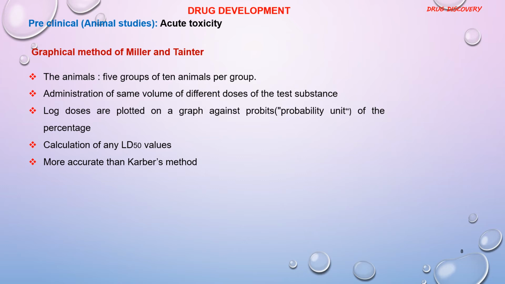Next, the graphical method of Miller and Tainter. In this, similar to the last method, a small group of animals are divided into 5 groups of 10 animals per group. Each group is administered different doses of the test substance in an incremental way. The log doses are plotted on a graph against probits, which was proposed by Bliss. This is then used to calculate the LD50 value.